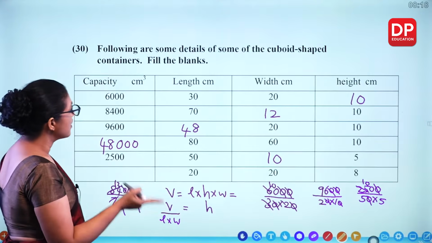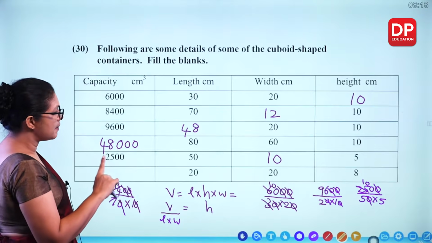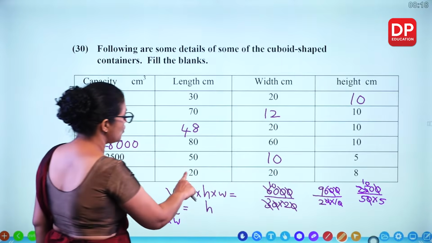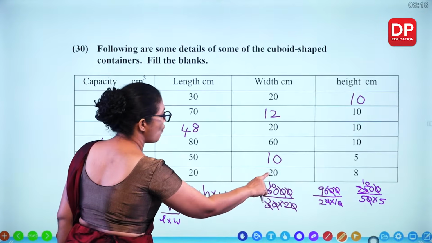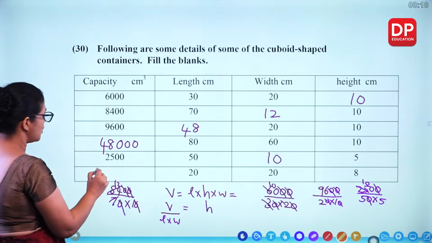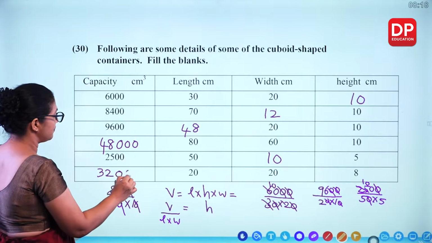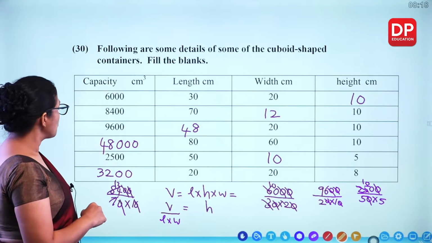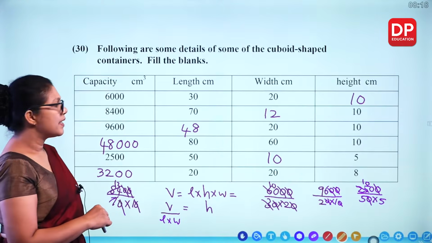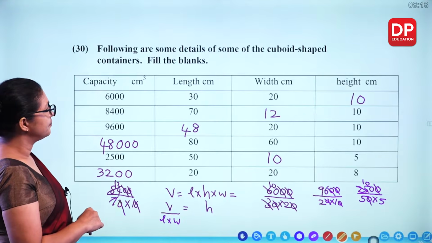Last one. Again you are asked to find the capacity. Multiply. 8 times, here 2 times 2, 4. 4 times 8, 32. 1, 2. 2 zeros. So 3,200 cubic centimeters.